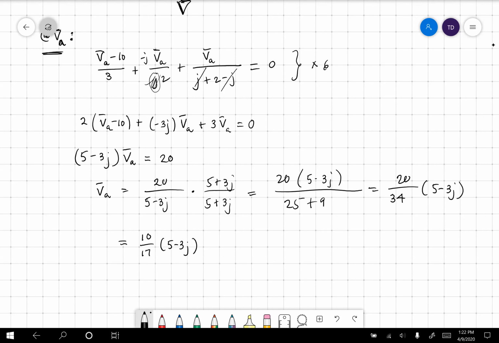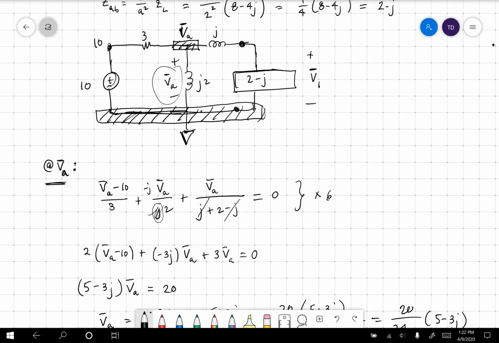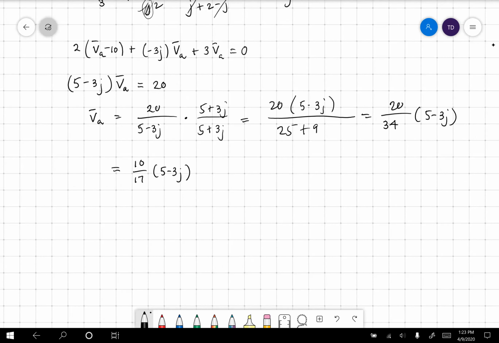Now we're asked for VA in the time domain, right? There's the VA. Where's the VA in the time domain? So right now, even though this is a good form for future work that I'm going to do, is it a good form to find VA?